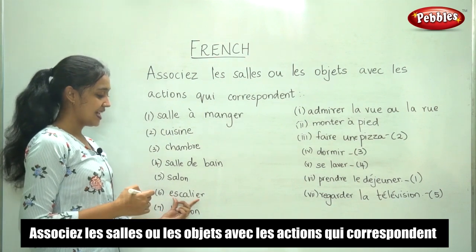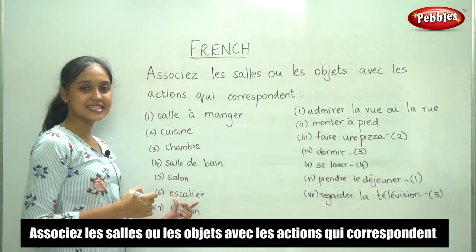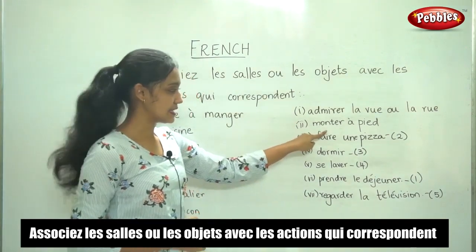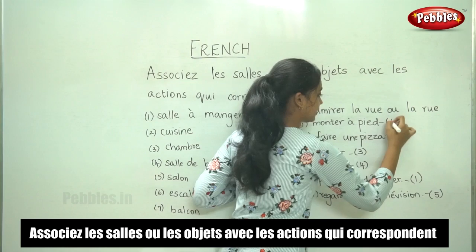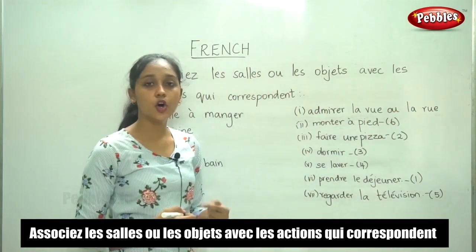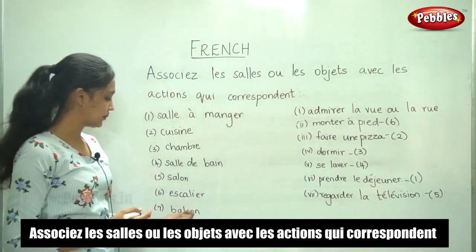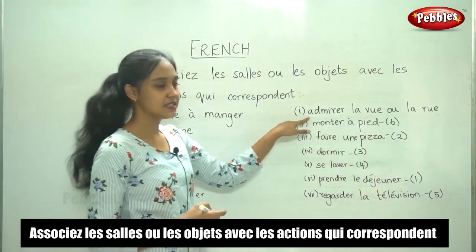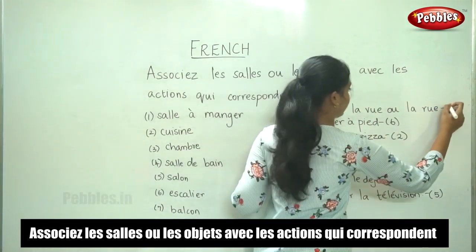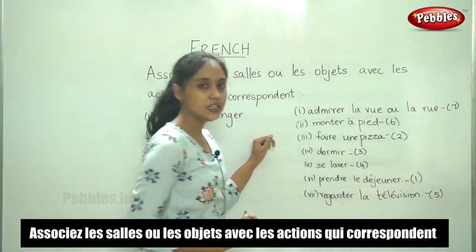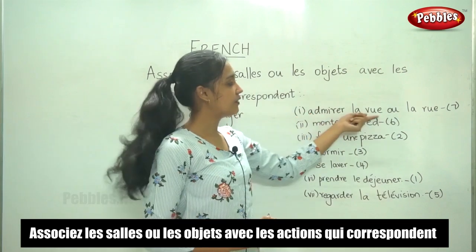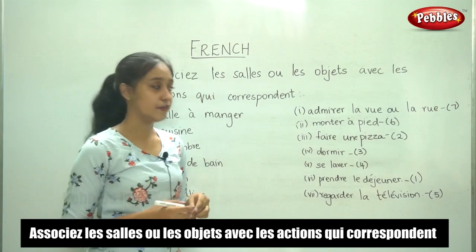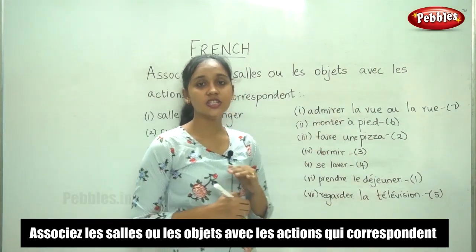The next one, escalier. Escalier is the staircase. So which of these two? It is this. Monter à pied. To climb on foot. Balcon is the balcony and this is the answer for that. From the balcony you can admirer la vue ou la rue. So you can admire the view or you can watch the street.